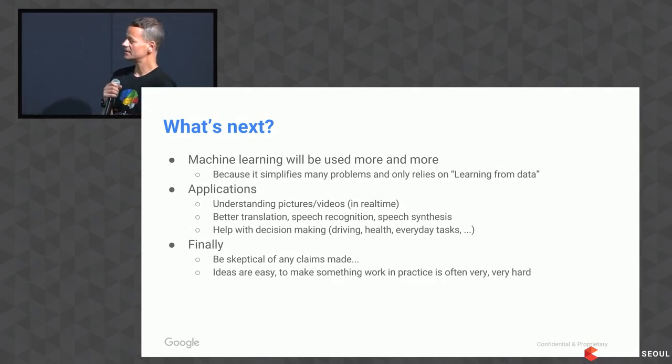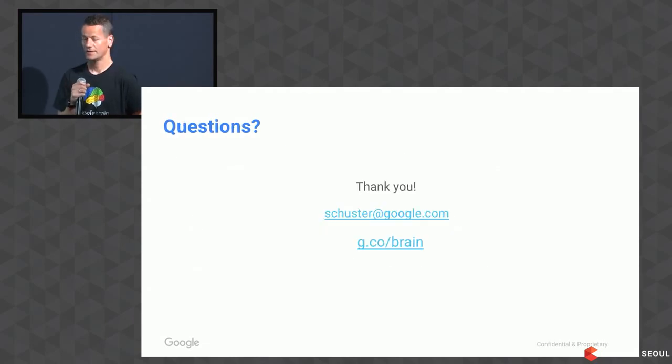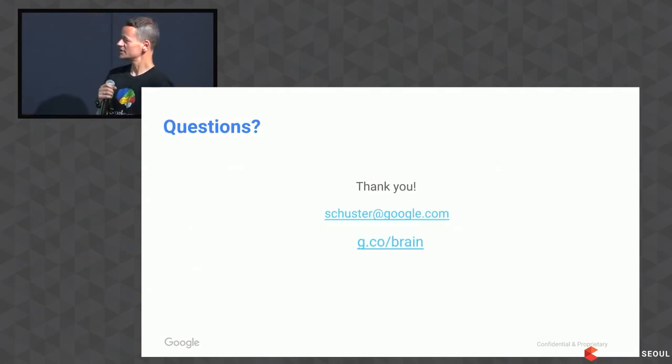Finally, I just want to say that because machine learning has been such a big thing in the media recently, be skeptical of anything that people claim works, because it's usually very, very hard to make things work. Ideas are really easy. Oh, you should do it this way, you could do it that way, true. But to make it work, we find, is often very hard and takes a long time. Thank you very much. And questions?